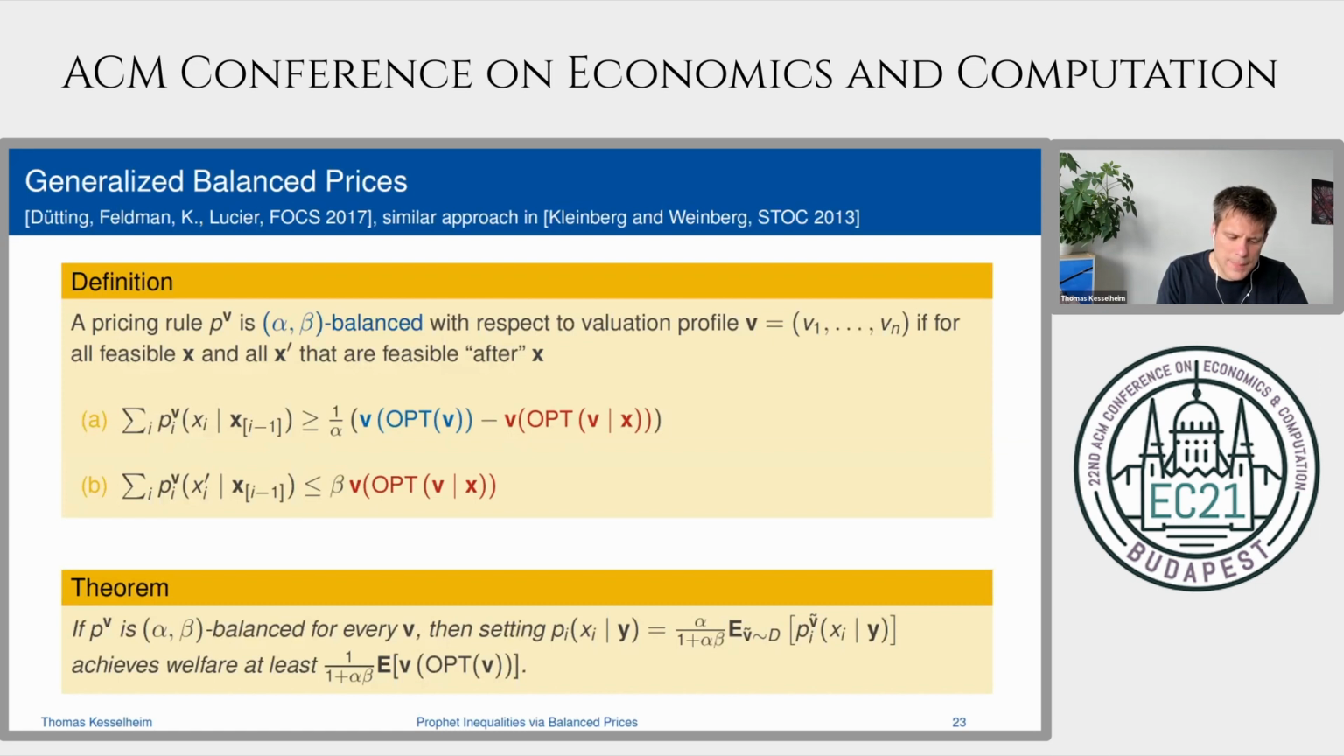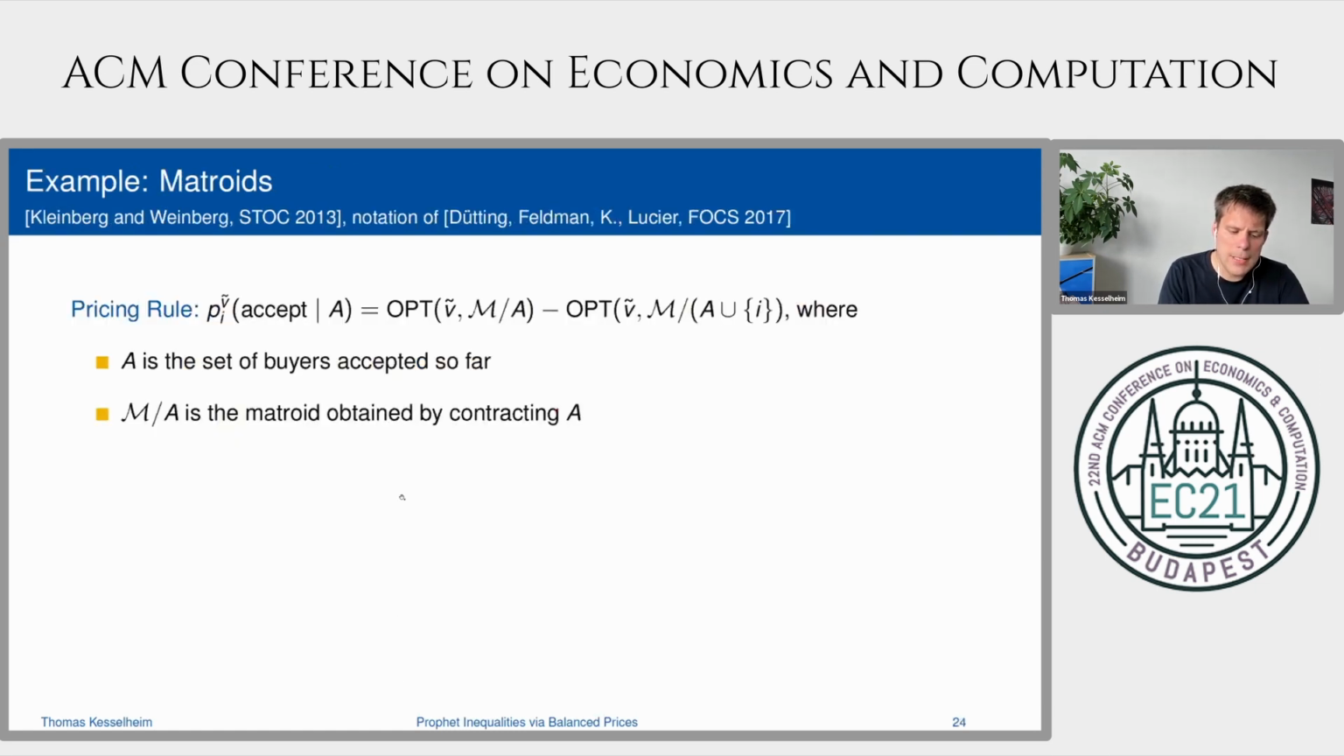And how would you do this? Well, in the case of a Matroid, what you would do is say, okay, what's the price that I now assign to a buyer for being accepted? This depends on which buyers I have accepted so far. And I'm now saying, okay, this is the loss in social welfare by not also accepting this further buyer. Recall that you're defining these prices knowing some valuation profile, which might not be the true valuation profile, but you define this based on a certain valuation profile.